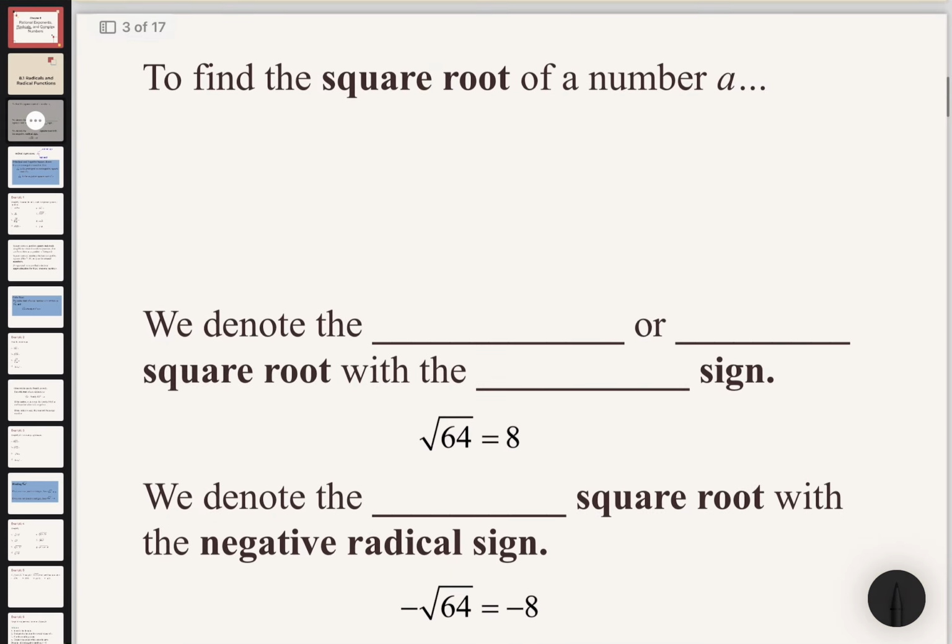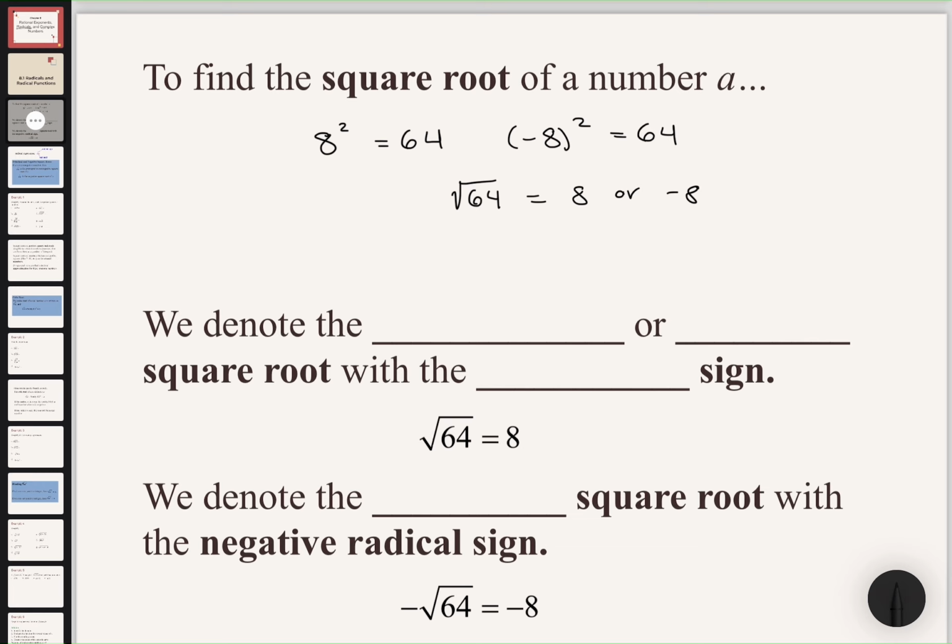All right, so to find the square root of a number, you guys know how to find some square roots at this point. If the number is a, then I want to find a number that was squared to get a. So for instance, 8 squared equals 64 and negative 8 squared equals 64, well then the square root of 64 could either be 8 or negative 8, right? So both 8 and negative 8 are square roots of 64.